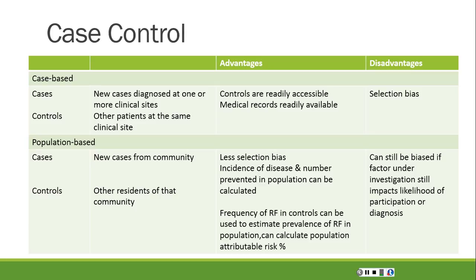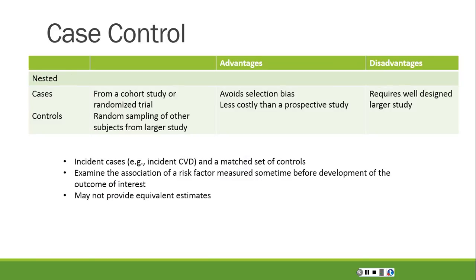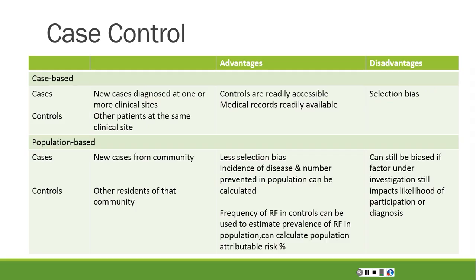There are three main types of case control studies. There are case-based, population-based, and nested case control. Case-based case control studies have cases that are identified at the time of diagnosis at one or more clinical sites. Controls for these are usually other patients at the same clinical site. The advantages of the case-based case control study are that the controls are readily accessible, as they can be drawn from the same clinical population, and they'll have medical records that are readily available.